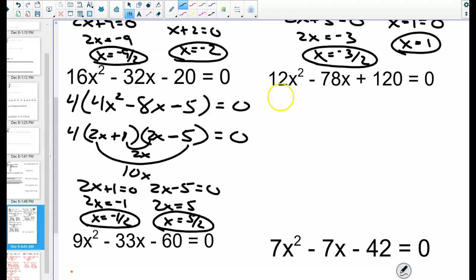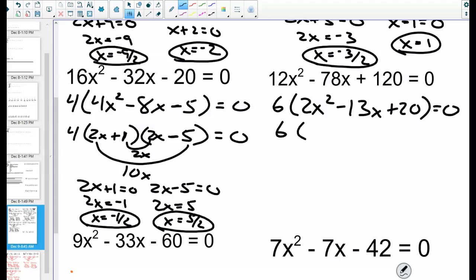My GCF here is going to be 6. 2x squared. 6 goes into 78 13 times, and 6 goes into 120 20 times. So now, once again, I think this is a very helpful hint. If it's a prime number like 2, or some of the other odd numbers, 2x and x get it down right away. No other options.